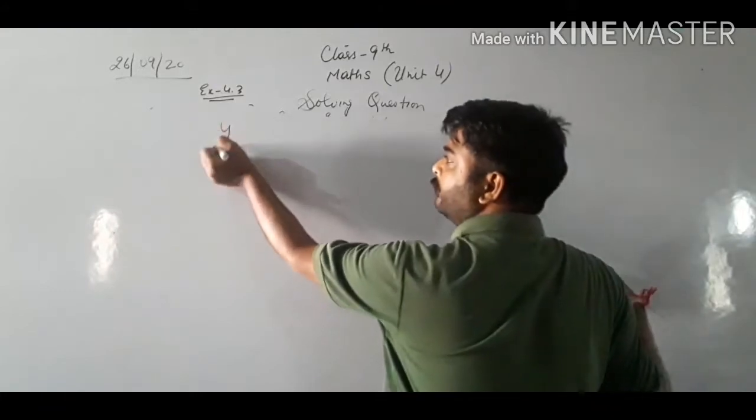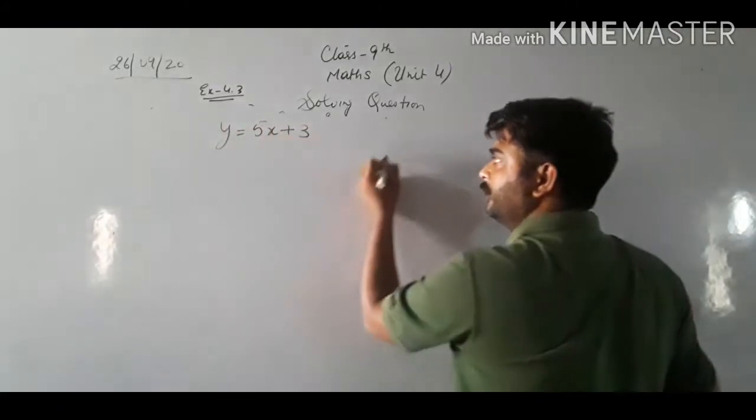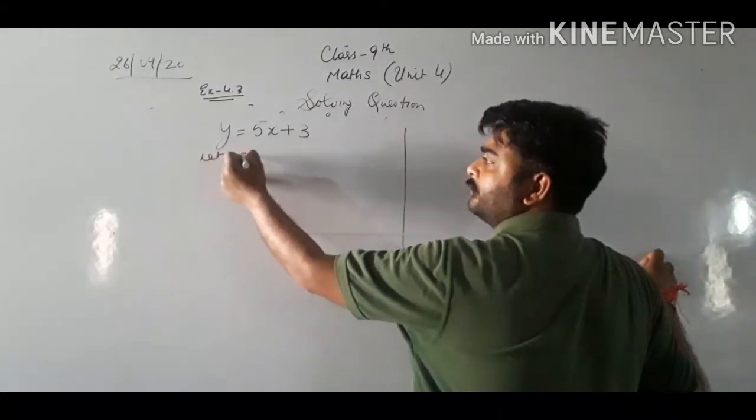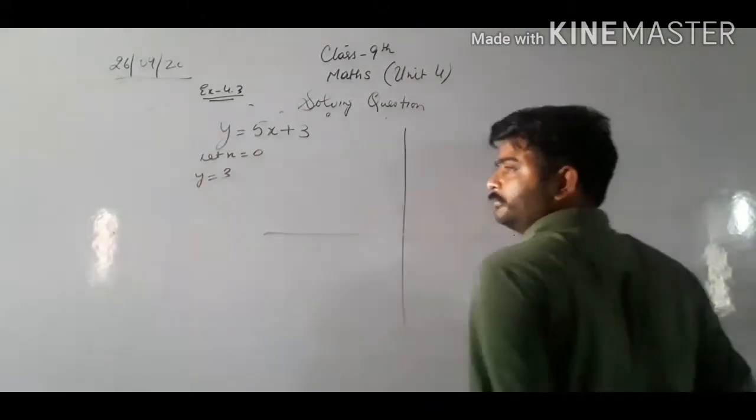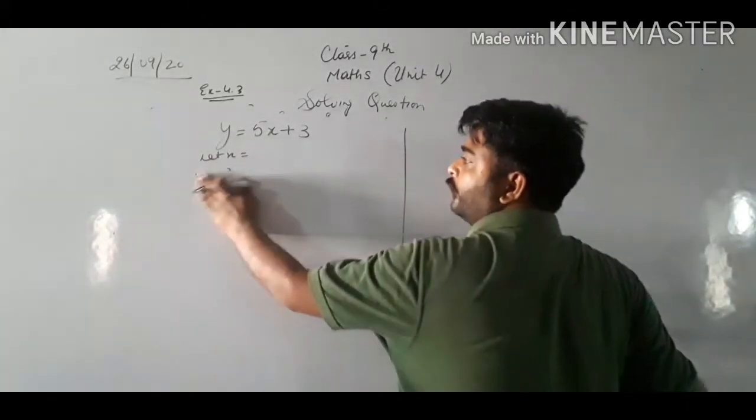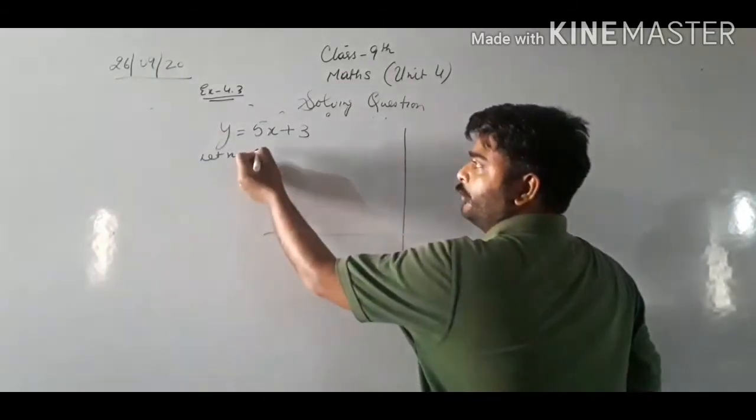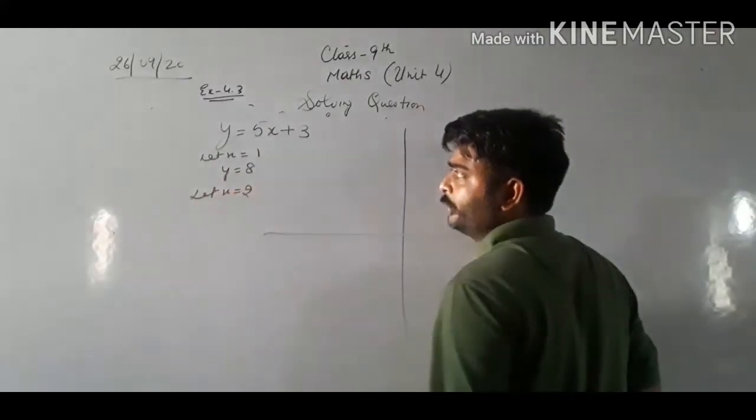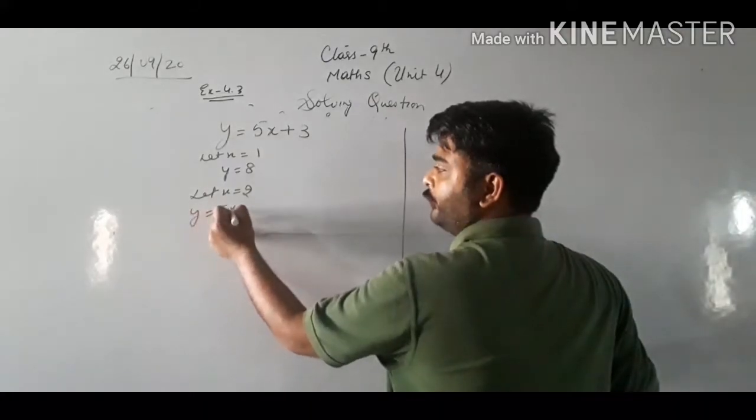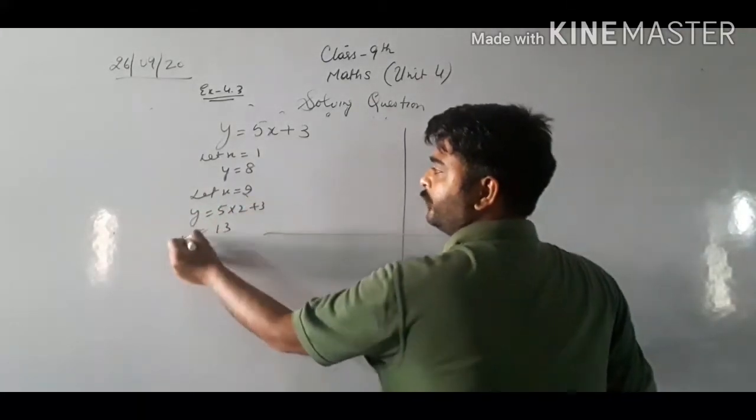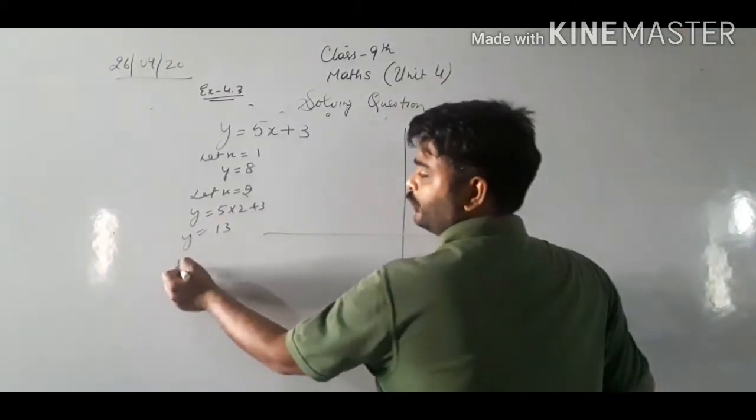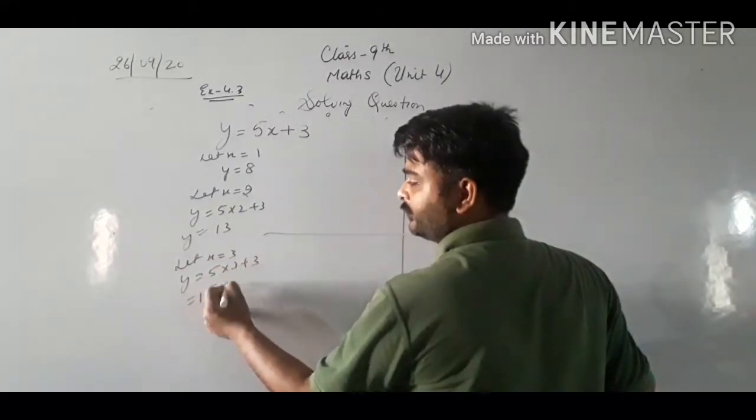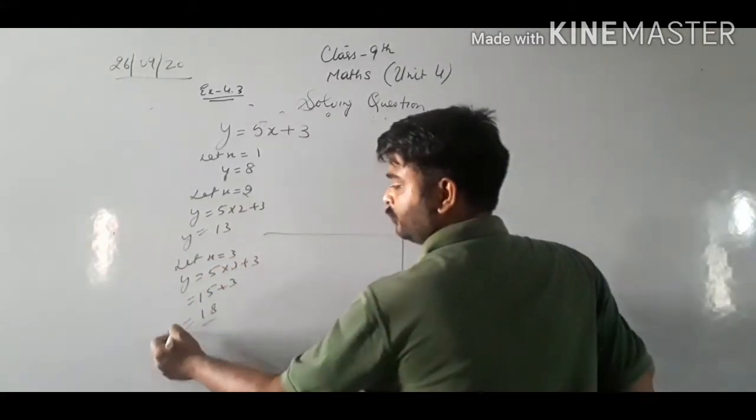Now the given equation is y equals to 5x plus 3. So we have to draw a graph, and before that we need solutions. Let x equals to 0, so y equals to 3. Don't consider 0, because for 0 kilometer there is no amount. For 1 kilometer they are giving 8 rupees. For 2 kilometers, y equals to 5 into 2 plus 3, that is 10 plus 3 is 13 rupees. And for x equals to 3 kilometers, 5 into 3 plus 3, that is 15 plus 3 is 18.